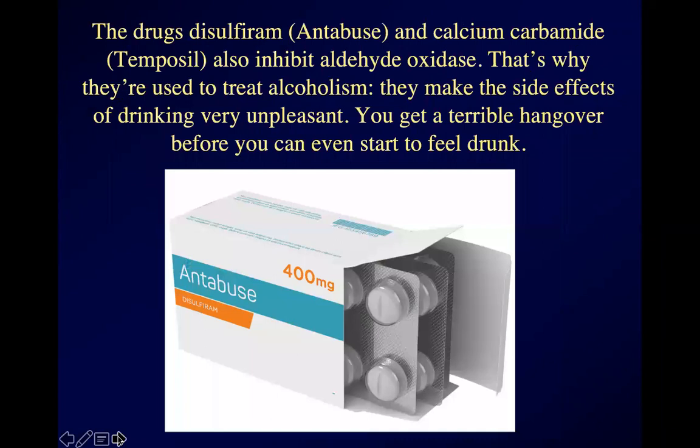And I should mention there's a couple of drugs, Antabuse and Tempasil, that do the same thing. They block aldehyde oxidase. And the reason those are used is because they make the side effects of drinking incredibly unpleasant. If you're taking these and you start drinking alcohol, you get a terrible hangover before you even get a buzz. And it's used to help alcoholics stop drinking. I guess the effect is more psychological. It just makes the effects of drinking alcohol much less pleasant than they used to be.